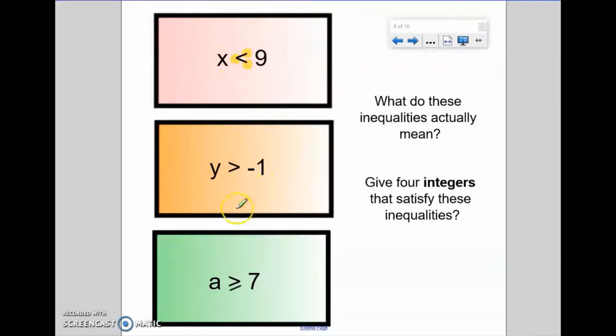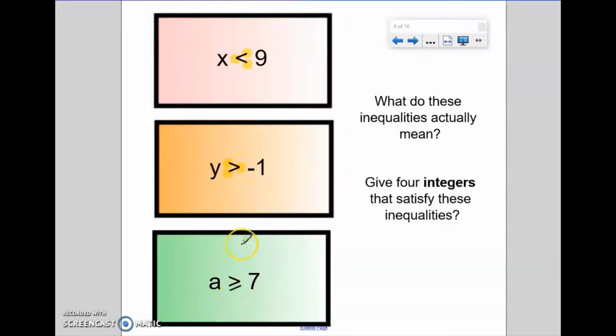Okay. If we look at the second one here, the inequality sign is the other way around. We've got y is greater than -1. Again, we've got the wide side of the inequality sign next to the bigger side of the inequality. So this is telling me y must be bigger. Y is greater than, there's the narrow side, -1. Y is greater than -1.